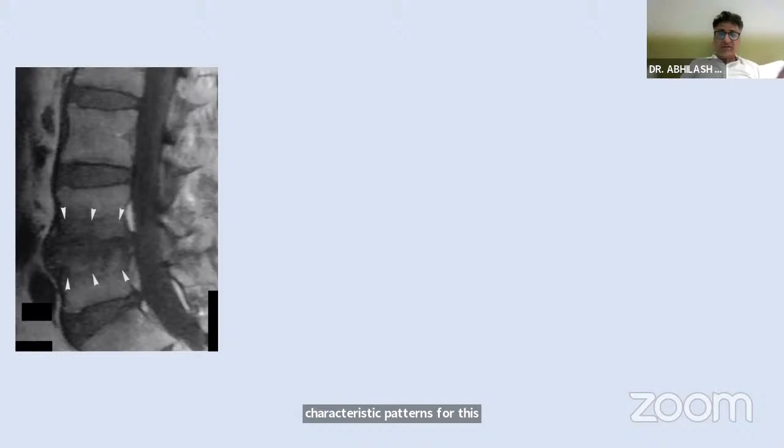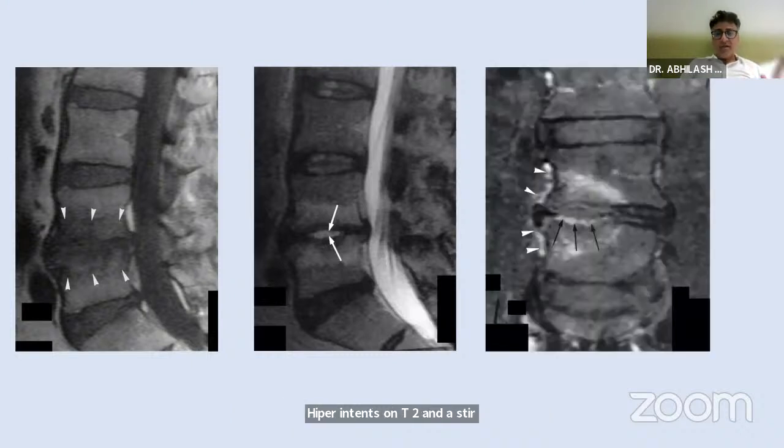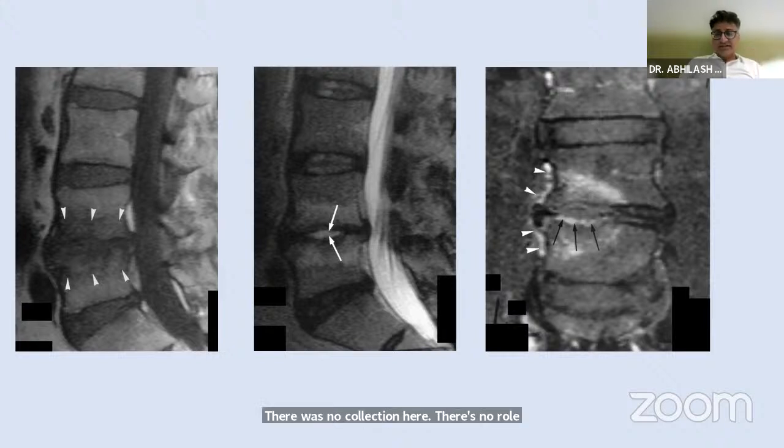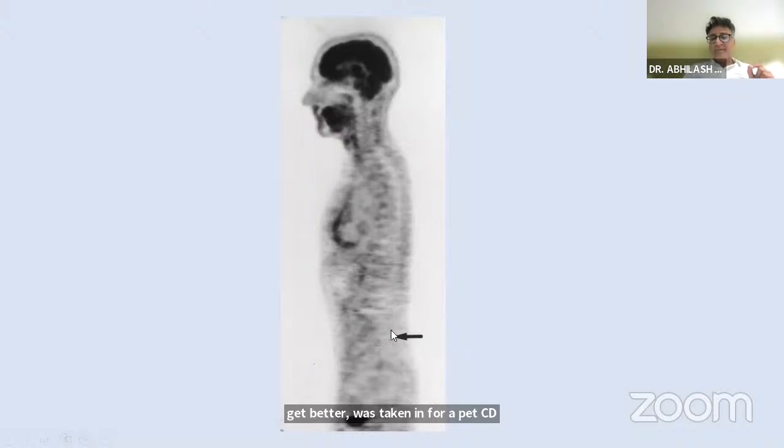Now, this patient had chronic back pain. This is how his T1 looked. It is a hypointense lesion, hyperintense on T2, and a STIR also showed it lighting up. Patient was treated empirically because there was no fusion, there was no collection here, there was no role of a biopsy. It was attempted, but there was no biopsy that was found. The patient was treated on empirical antibiotics, did not get better, was taken in for a PET CT scan. As you can see, the basic area of the changes, the MRI changes, did not light up on the PET CT, which means we were not dealing with infection. The patient was in stage 1, that is type 1 modic change.